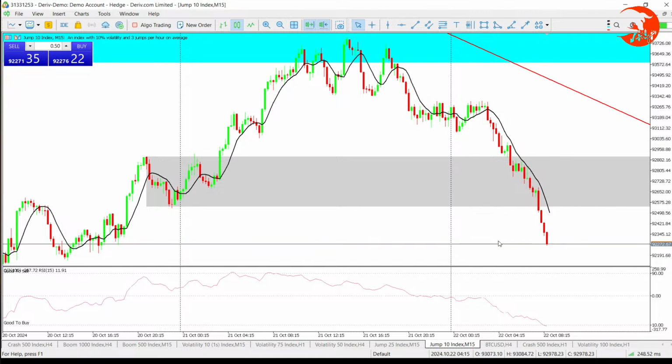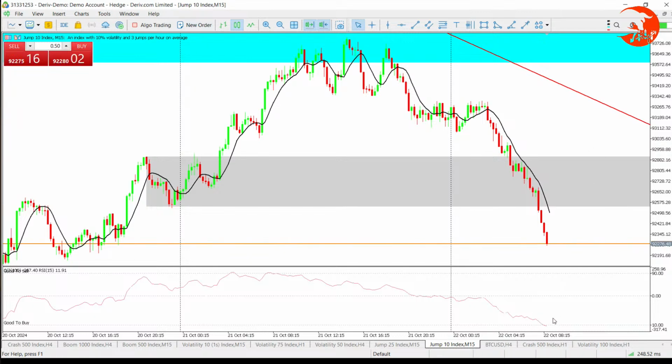V10, I mean Jump 10. We are waiting for a confirmation of the buy or of the change of character to enter buys here, and now we will wait for sort of a double bottom or some consolidation later on to break and go into the buys on M15.